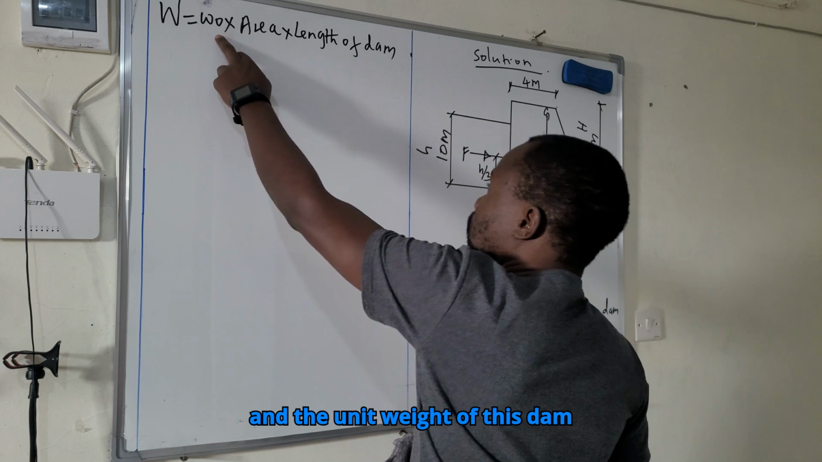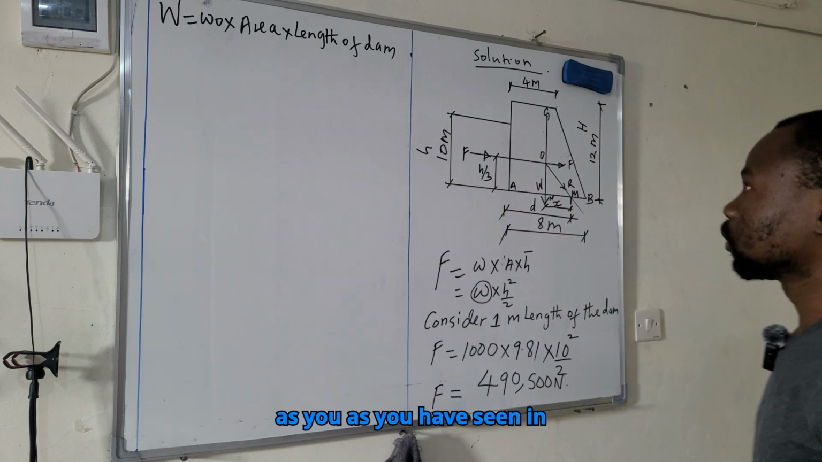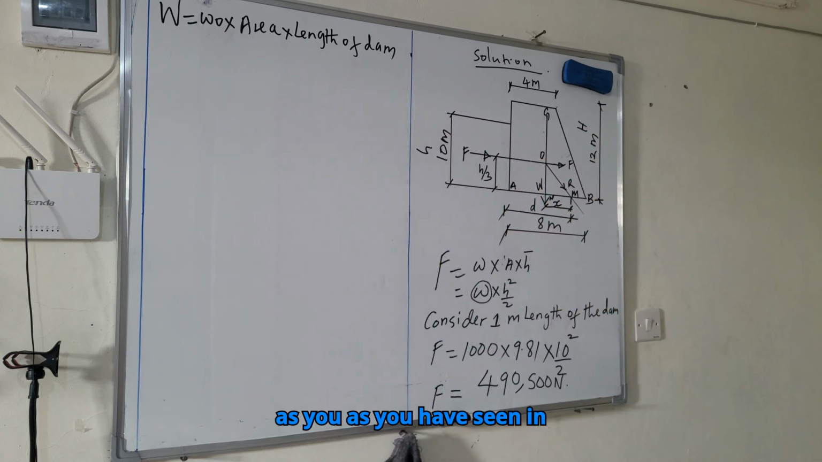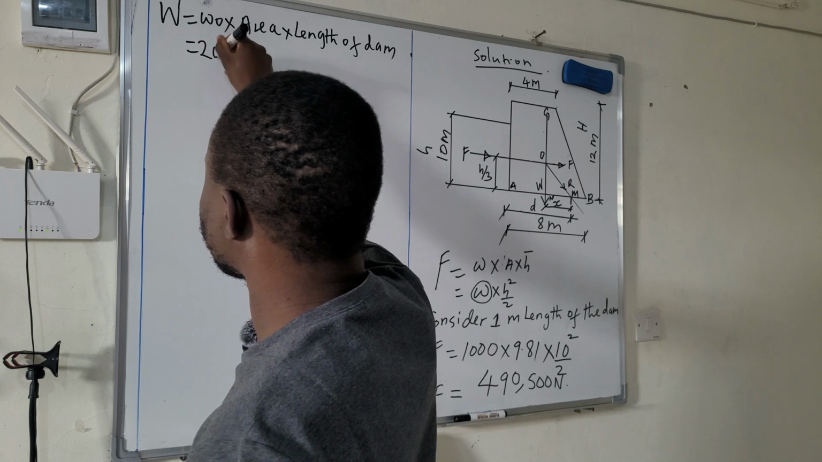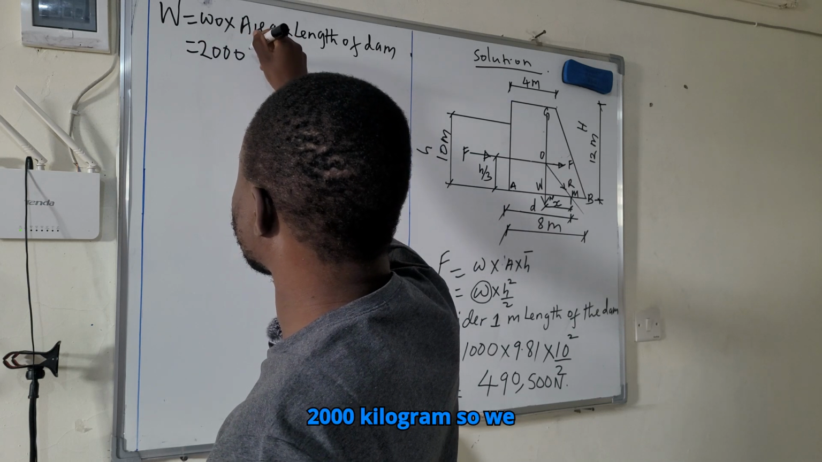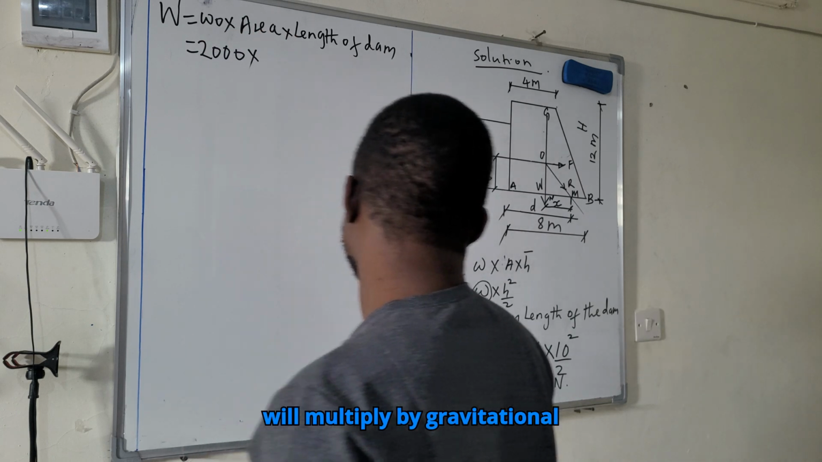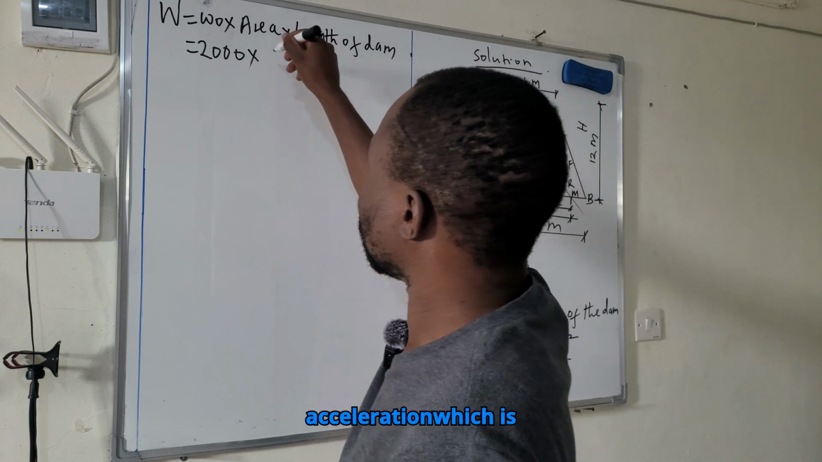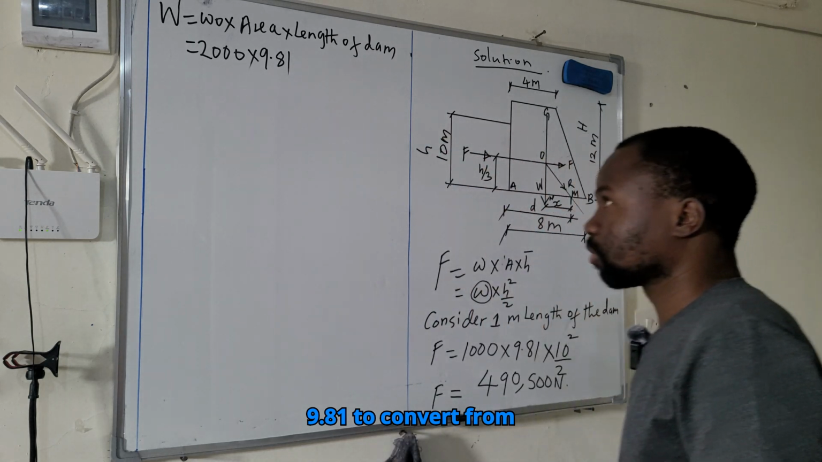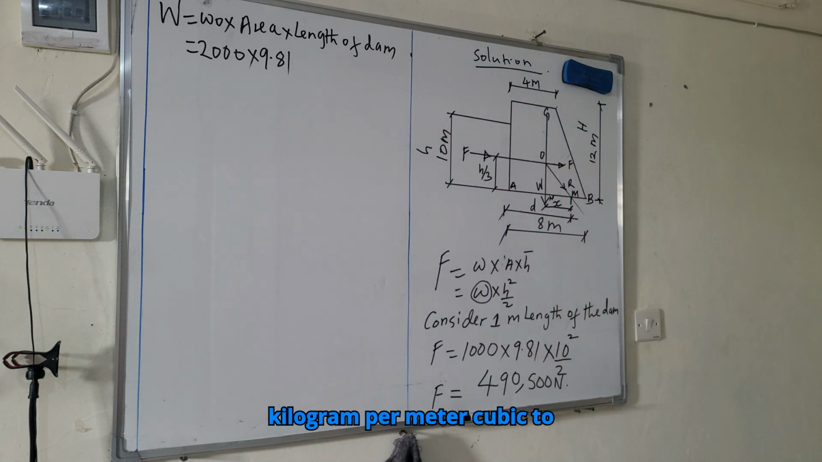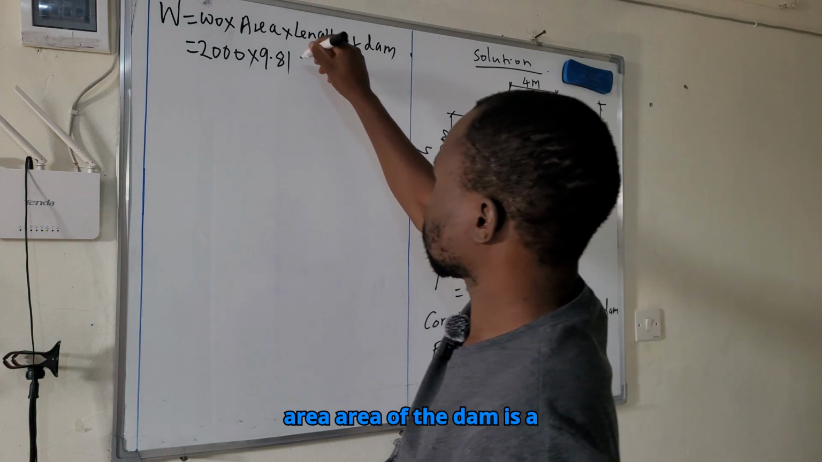And the unit weight of this dam, as you have seen in the question, we have been told the density of the dam is 2000 kilogram. So we will multiply by gravitational acceleration, which is 9.81, to convert from kilogram per meter cubed to Newton per meter cubed, then times area.